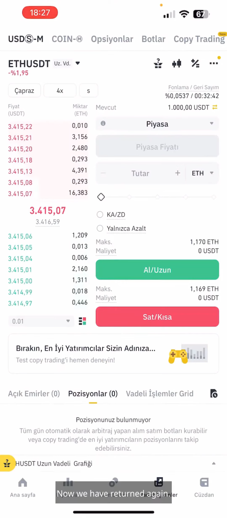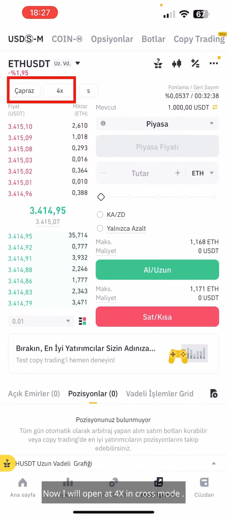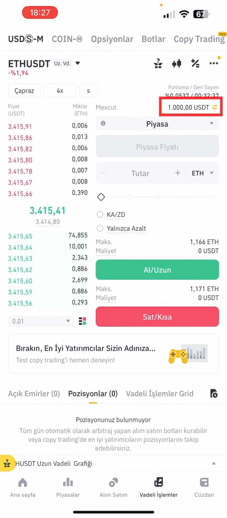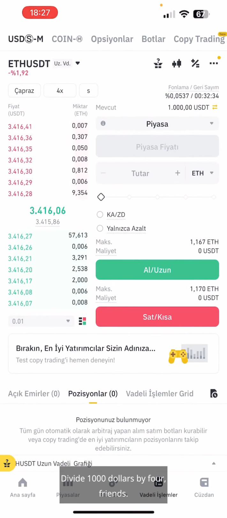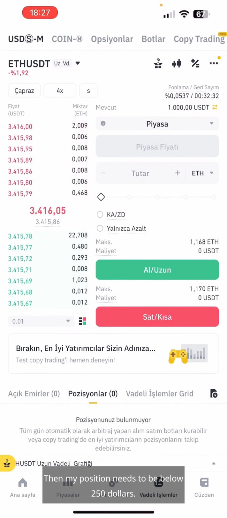My friends, now we have returned again. What did we say? We need cross. Now I will open at 4x in cross mode. How much do I have? I have $1,000. Divide $1,000 by 4, friends. $250. Then my position needs to be below $250.